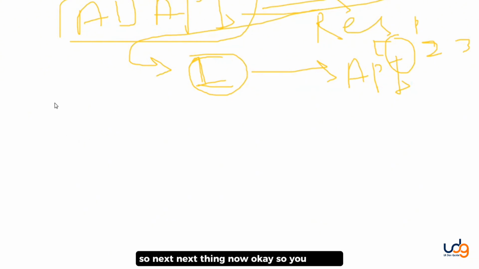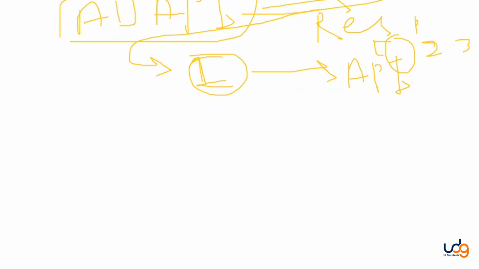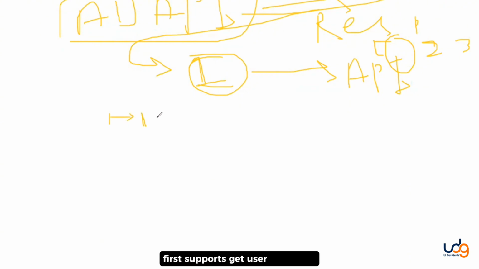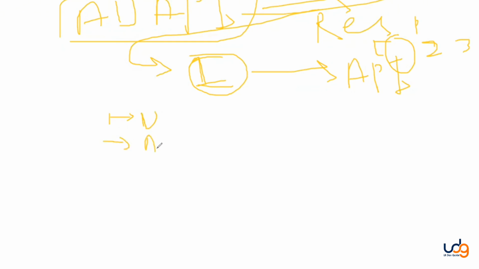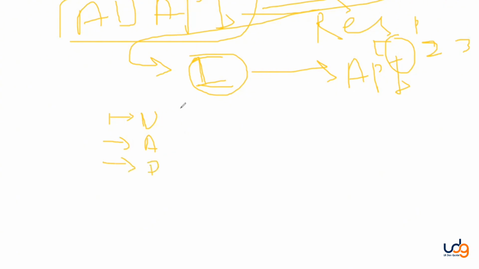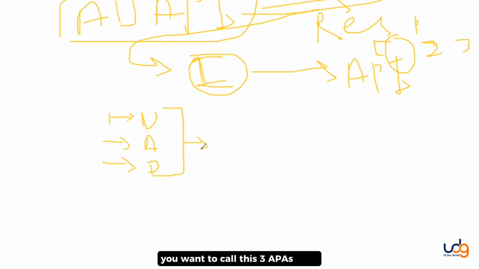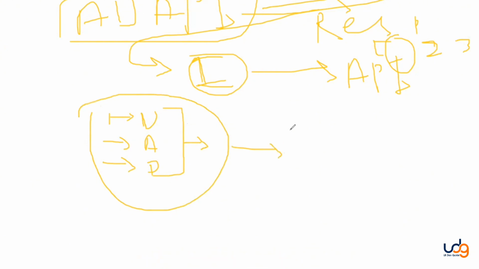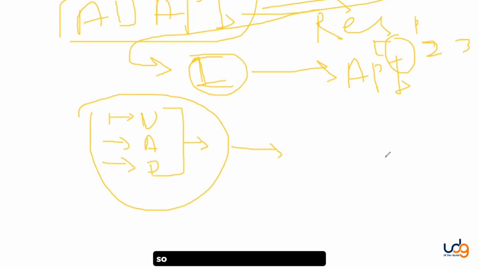Suppose you have, let me type, suppose you have three APIs. First, suppose get user data. I'm writing. You are calling some analytics data. Getting some dashboard data. You want to call these three APIs. And once all the APIs get a response, then only you should get the data properly in the code, in a component somewhere. So how do you handle this scenario?